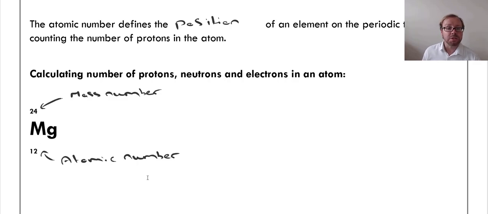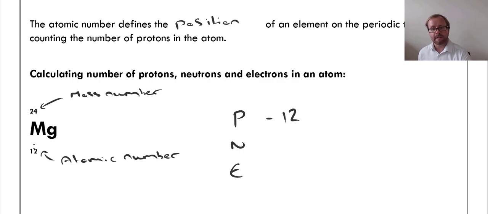And from these two numbers, we can calculate the number of protons, neutrons, and electrons in an atom. So how do we do this? So these are my protons, neutrons, and electrons. We'll start off easy. We know that the atomic number from our definition is the number of protons in an atom. Therefore this number is 12, so it must mean that we have 12 protons in this atom of magnesium.